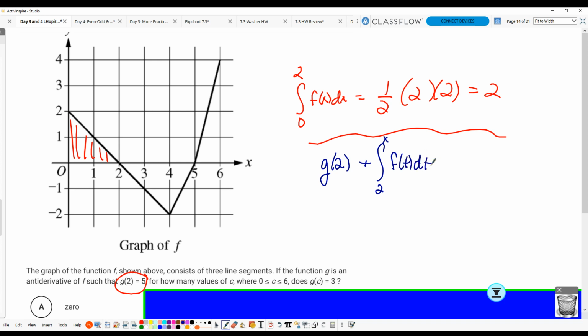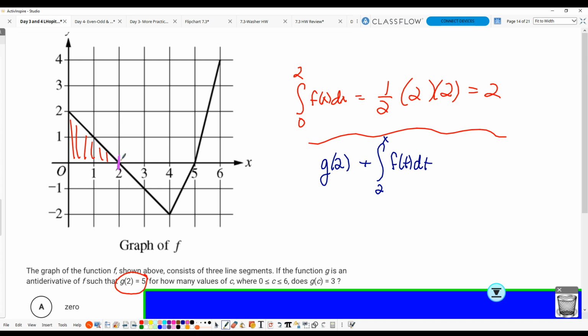So they asked us, when is g of c equal to 3? Isaiah? I'm kind of confused, because if g is the integral of f, how can it be 5 if the integral from 0 to 2 of f is 2? Okay.